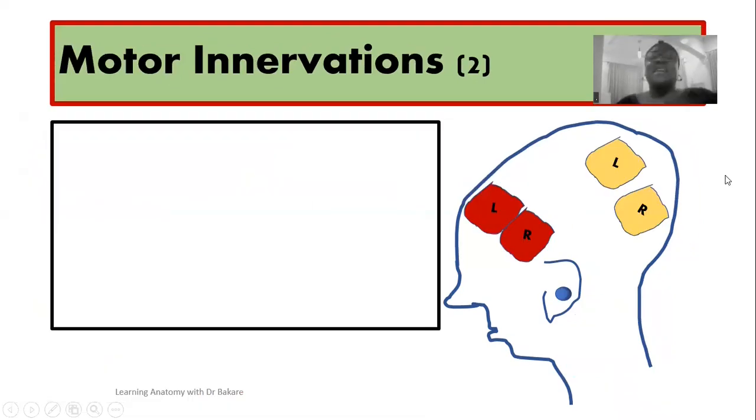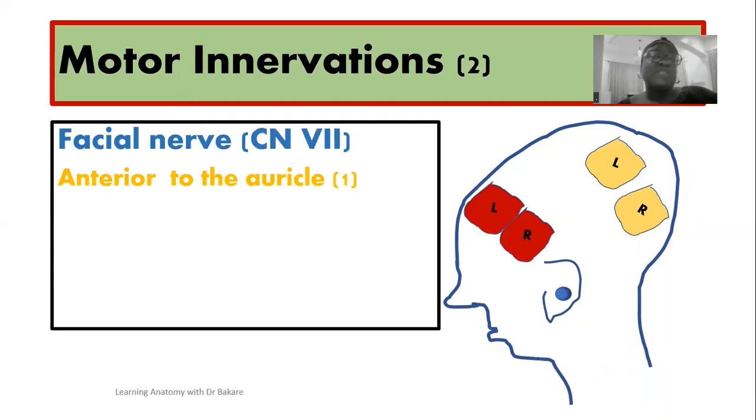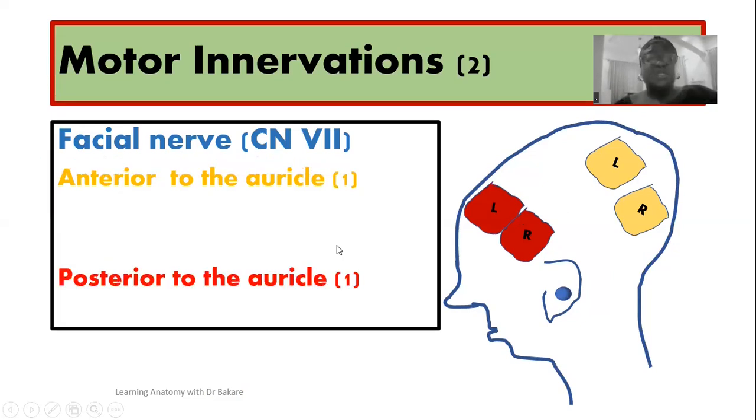Then going to the second class of innervation, which is the motor innervation. We said the motor innervation is supplied by branches from the facial nerve, which of course is the seventh cranial nerve. So we have different branches from the facial nerve that are seen to give motor innervations to the scalp, and also using the auricle as a landmark. So we have a region of the scalp anterior to the auricle, and we also have a region of the scalp that is located behind the auricle. These two regions are supplied by different branches from the facial nerve.